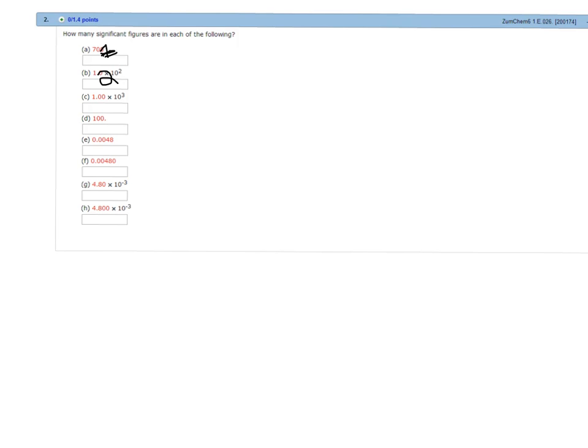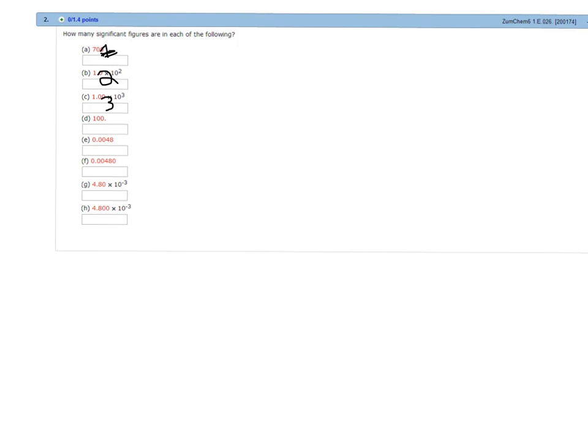Below it, part C, 1.00 times 10 to the third. The 1 and the 2 zeros that appear to the right of the decimal are significant, and so we've got 3 significant figures.